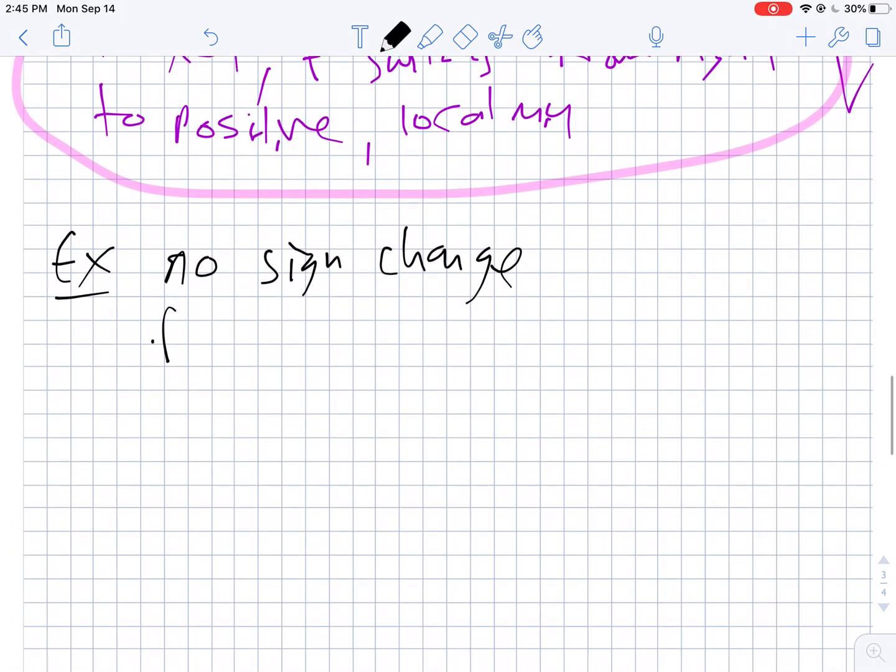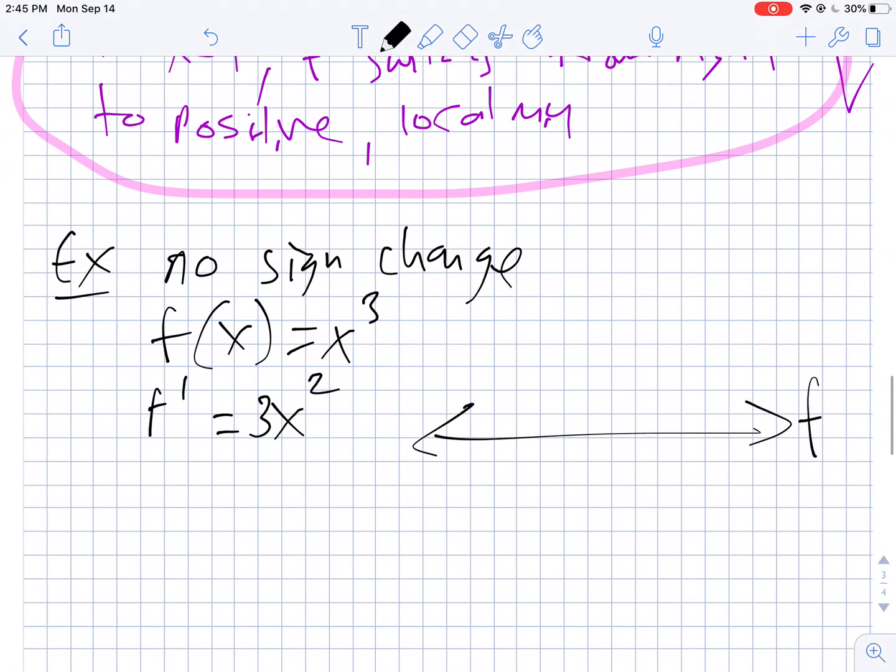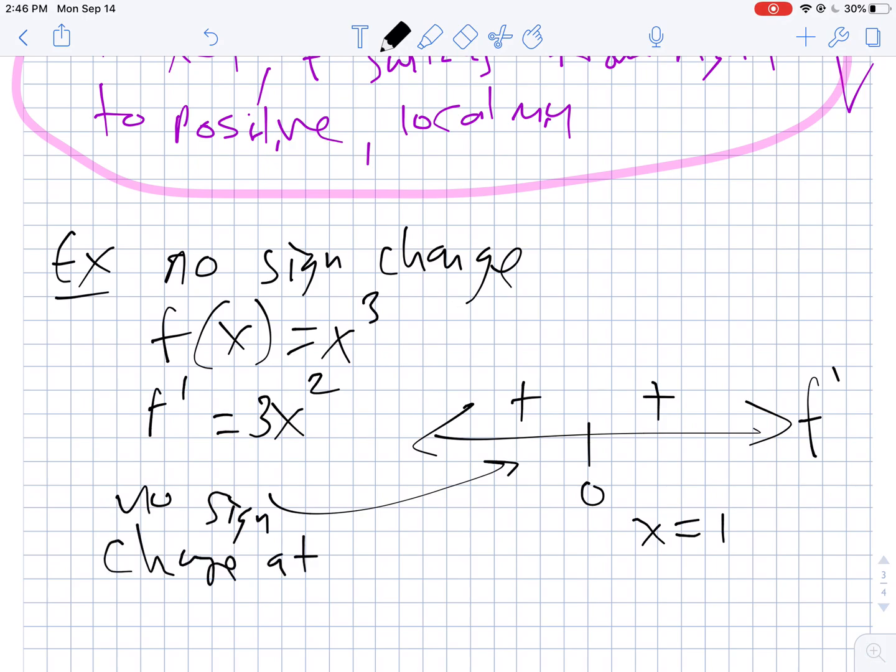Okay, so suppose we have no sign change, like f of x equals x cubed. When you take the derivative there, of course, you get 3x squared. So you make a sign line graph here of f prime. So here's 0. You plug in a 1, you get positive 3. You plug in negative 1, you get positive. So what happens here is because there's no sign change at x equals 0, the slope is positive then positive, that means it is neither a min nor a max.